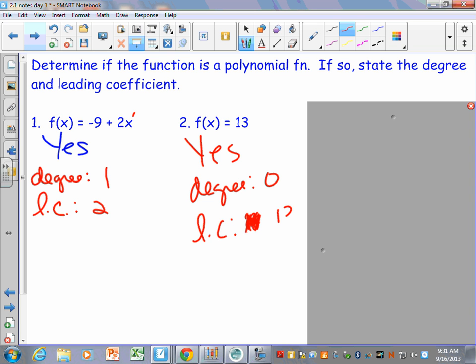The leading coefficient should be 13 on this one. Hey, I told you. Not 0. Because we could think of this as 13x to the 0. So the degree is 0, so the number in front of that's 13. We just don't write x to the 0 on that. Okay? That was a little tricky. What about this one?